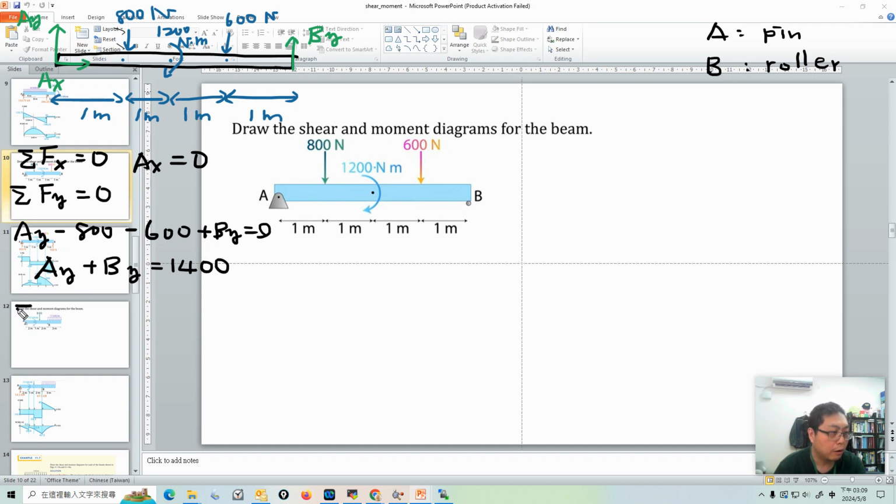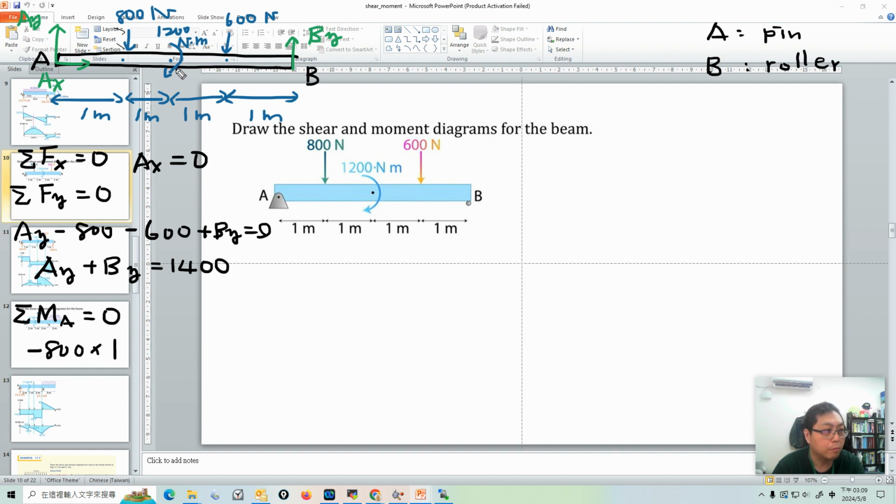So we need another equation. We use that the total moment of the system is 0, and we choose A as a reference point. Let's see. This is the B point and this is the A point. The 800 Newton force will create a moment with respect to point A, generating a clockwise rotation, so it is negative: negative 800 times its lever arm.